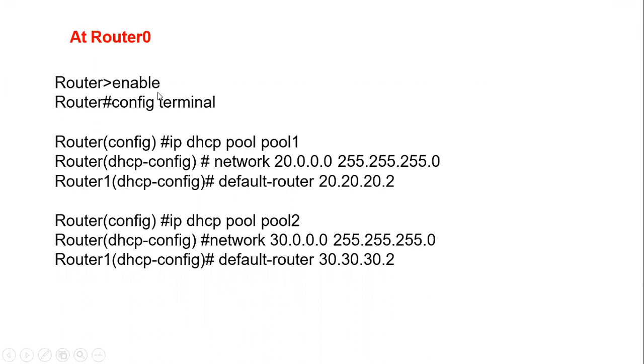So first, at the router, we're going to create 2 pools, say pool 1 and pool 2. And this is the 20 network for the first subnet, and this is the 30 network for the second subnet. And there should be a default router. So which is the router for that? The router or the gateway address. So this will be your gateway address. So mention which is the gateway address here. Whichever host comes to this network, this will be your gateway address.